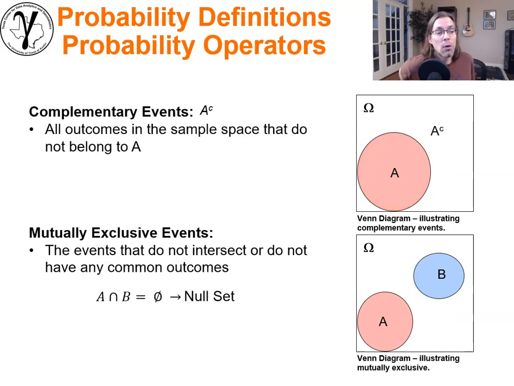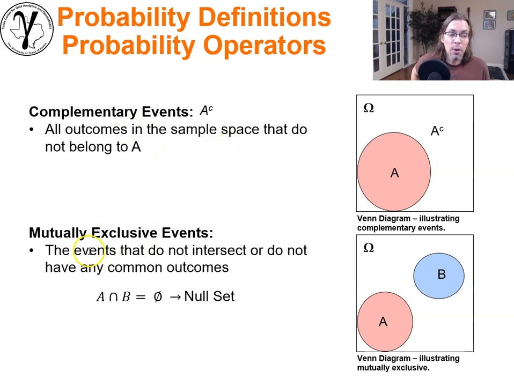Now let's talk about complementary events. If I have event A right here, I could also have the not A event. A did not occur, and we will call that the A complement, A superscript C for complement. All outcomes that are not A.